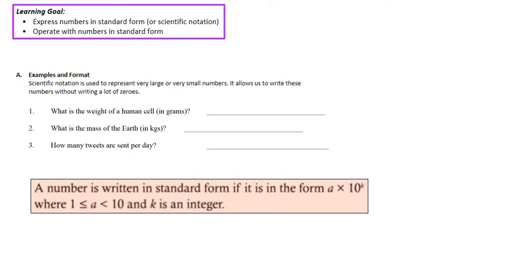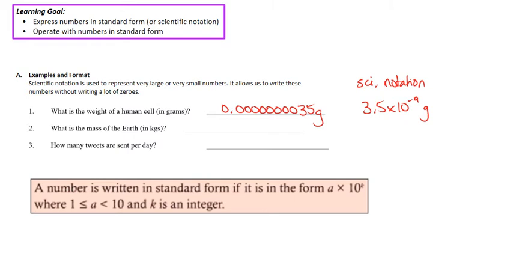An example of a quite small number would be the mass or weight of a human cell. This can be represented as 0.00000000035 grams. Kind of onerous to write this number. In scientific notation, we can write it as 3.5 times 10 to the negative 9 grams.